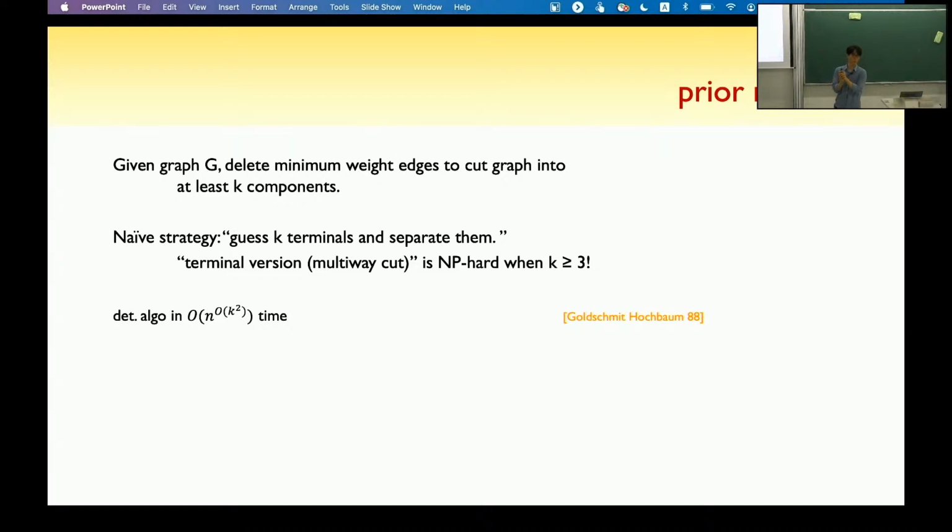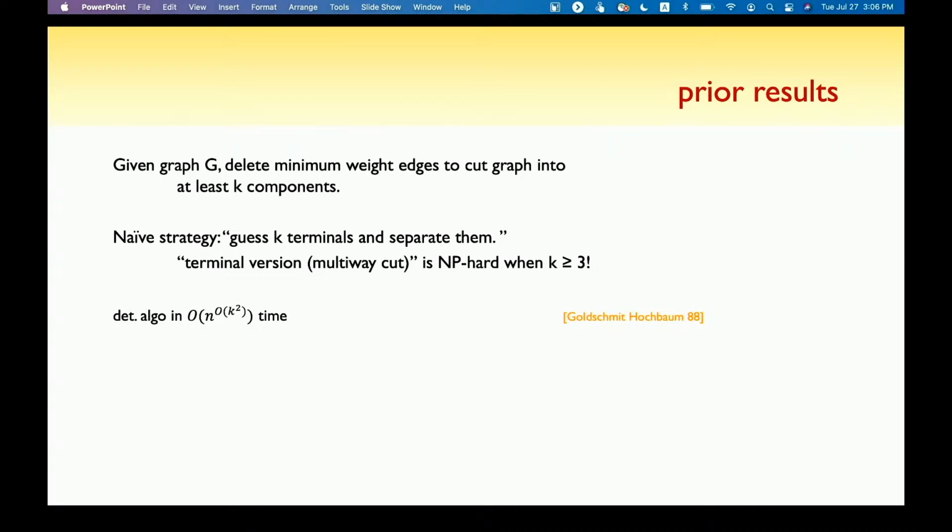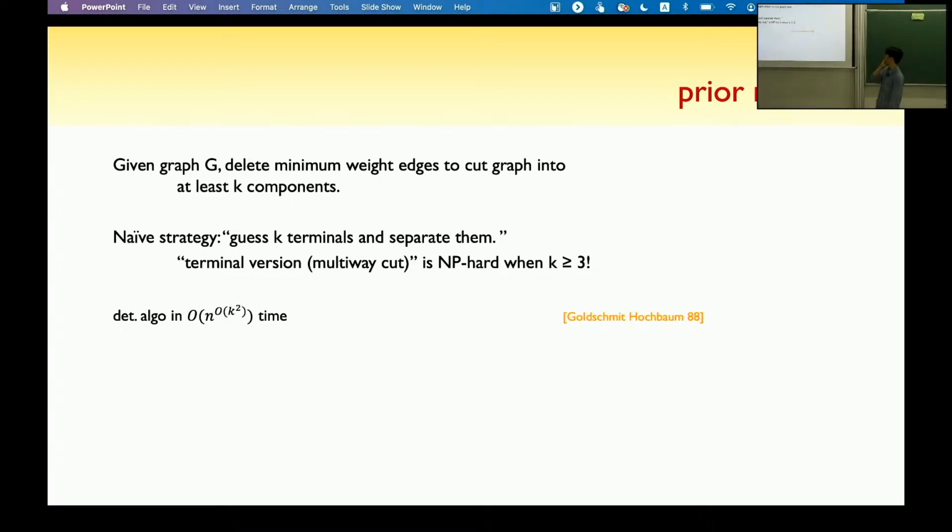When k is 2, which is known as global mincut, there is one naive strategy to get a polynomial time algorithm. What we can do is guess two terminals, s and t, which are in different parts in the optimal 2-cut, and then try to solve the minimum cut separating s and t. So this is an s-t cut problem, which can be solved in polynomial time using the max-flow min-cut theorem.